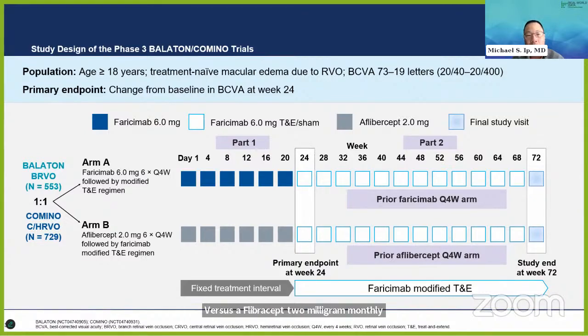And the primary endpoint was measured at week 24, which was the end of that fixed treatment interval, which will allow for a head-to-head comparison between the 2 drugs. And then following week 24, all eyes were then assigned to faricimab in a modified treat and extend regimen based on OCT and visual acuity criteria. And I'll present some of the data at week 72 following the modified treat and extend portion of the clinical trial. Next slide, please.